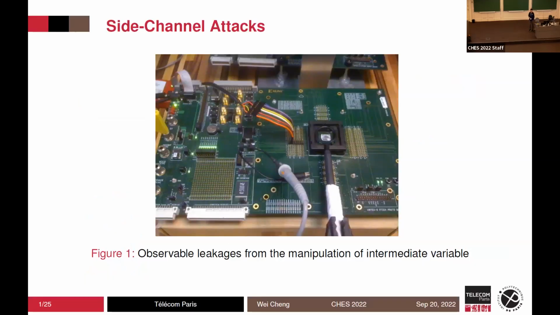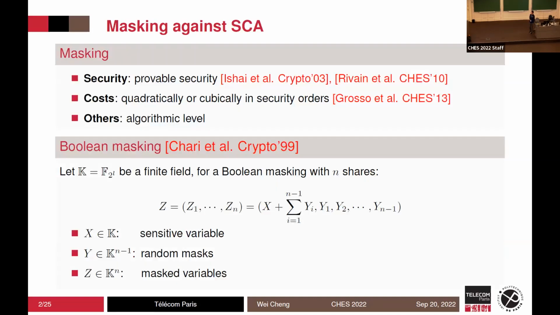So firstly, as trace participants, we are familiar with side channel attacks, but just one sentence. Basically, any physical computation performed by a real device will leak some observable leakages that could be used for attacks. And masking is one of the most famous protections against side channel attacks. It has provable security, the cost is acceptable, and it's at the algorithmic level, so it can be flexible to any algorithm. And the simplest one is Boolean masking.